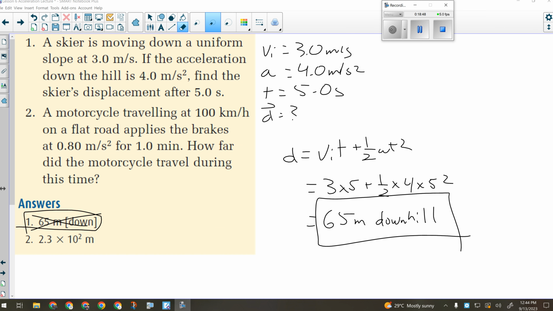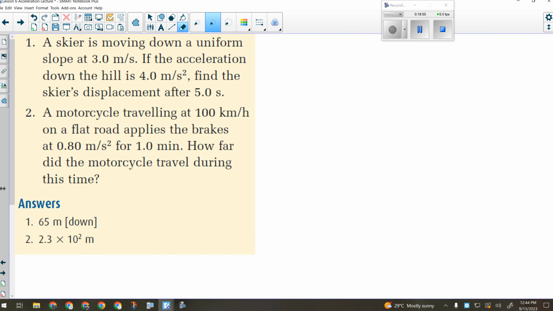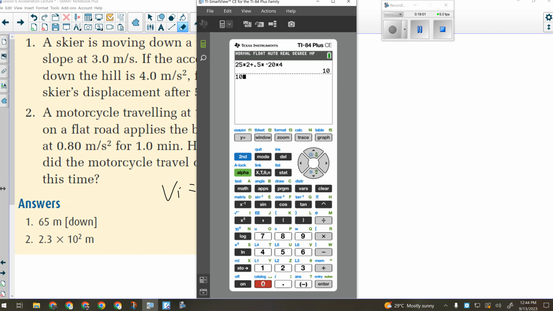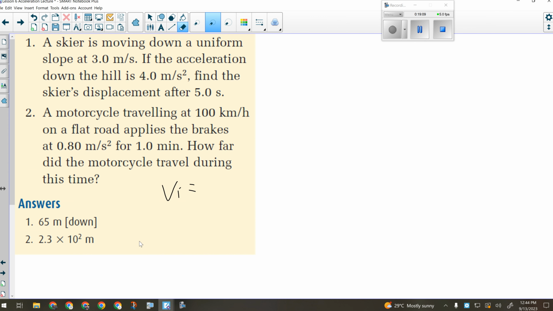Let's have a look at the second one. The trick with the second one is just the units. Other than that, there's nothing terribly complex about it. We have to convert the kilometers per hour into meters per second. That's going to be like 27.7 or something like that. 100 divided by 3.6. Whoop, divided, not times. Yeah, 27.7. I'm going to keep all those decimals in my calculator because they're all going to be important.